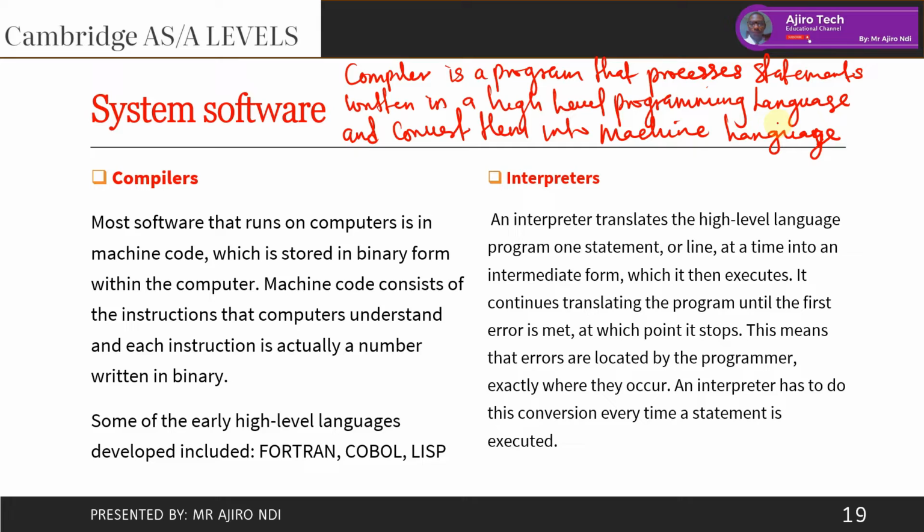Interpreters. So interpreters translate a high-level language program one statement or one line at a time into an intermediate form, which is then executed. So it can translate the program until the first error is found. It interprets or translates them line by line until there's an error. It simply means that the errors are located by the programmer exactly where they occur. An interpreter has to do these conversions every time a statement is executed.